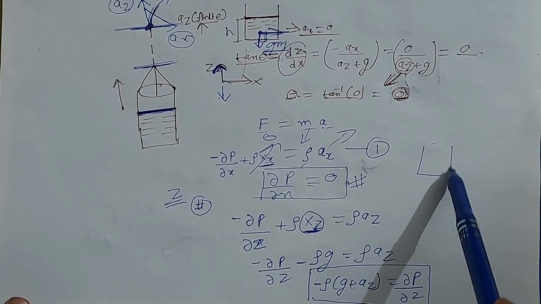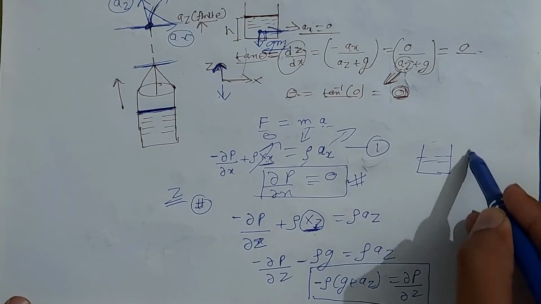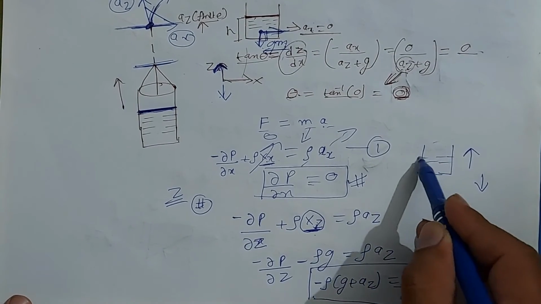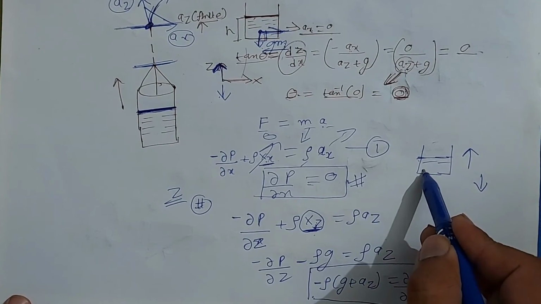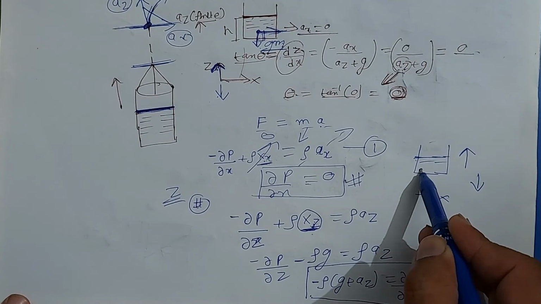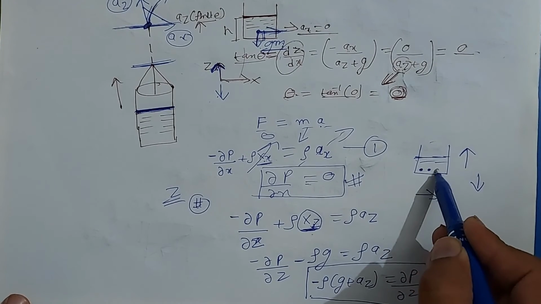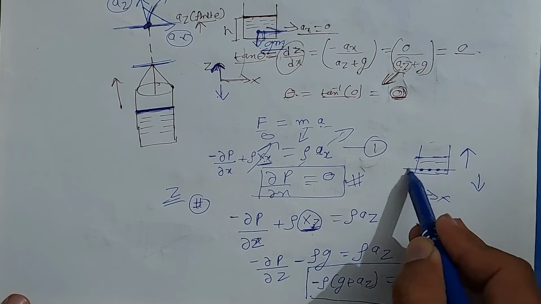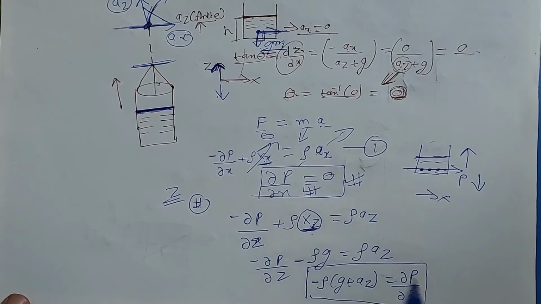So if this is the body and this body is moving either in this direction or this direction, then there will be no pressure change in its direction. That means if we are at this level, I mean if we are at this point or this point or this point or this point, the pressure will be the same, P. There is no pressure variation in the x direction, but there would be a pressure gradient in the z direction.